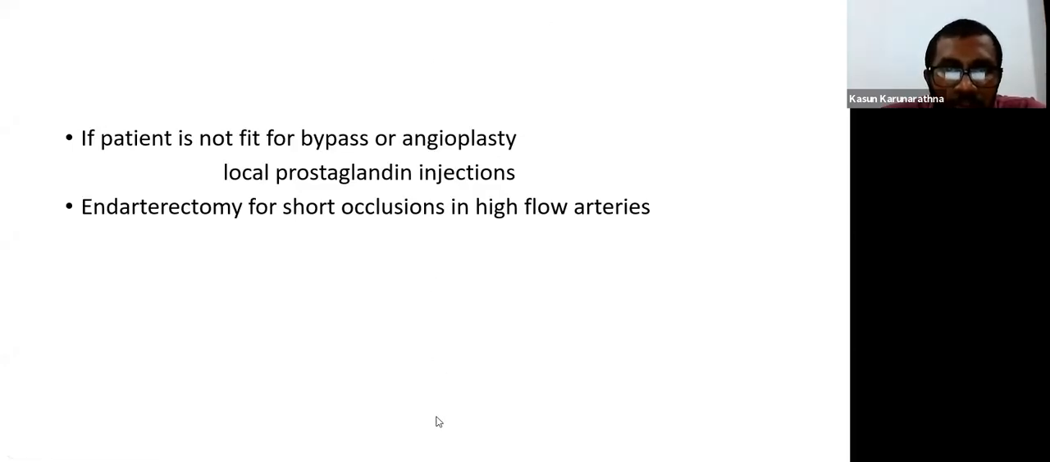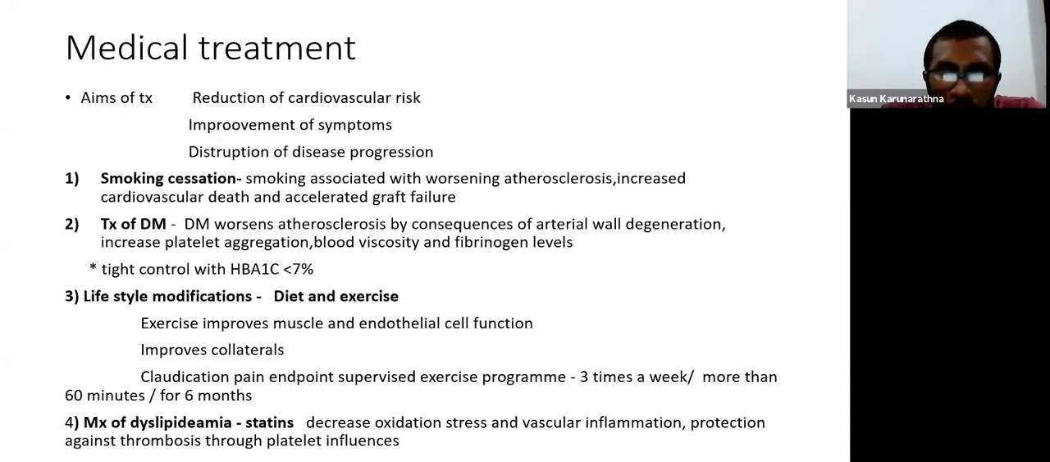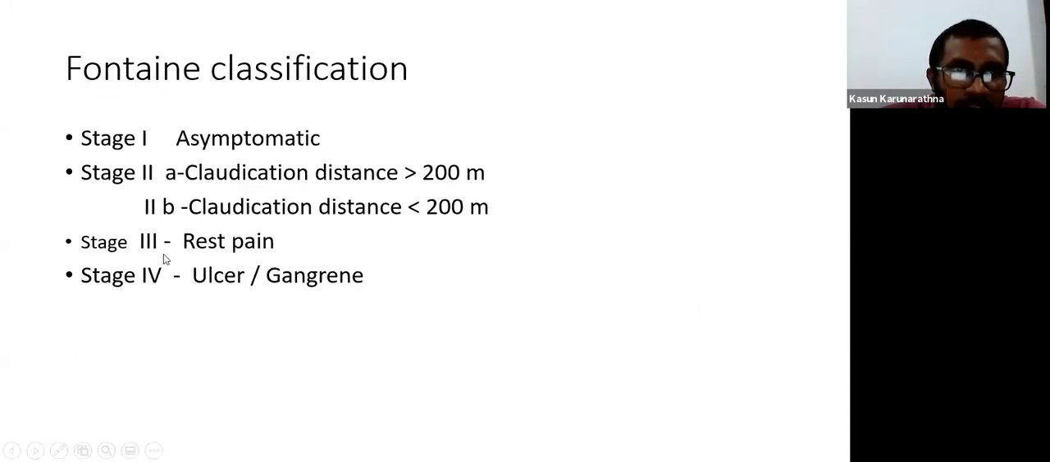That's roughly the overview of occlusive artery diseases. And you should know in this Fontaine classification, stage 2B, 3 and 4 are the stages where you should intervene. Otherwise, stage 1 and 2A you can manage conservatively. Right? Okay.